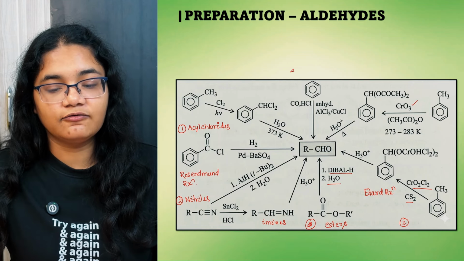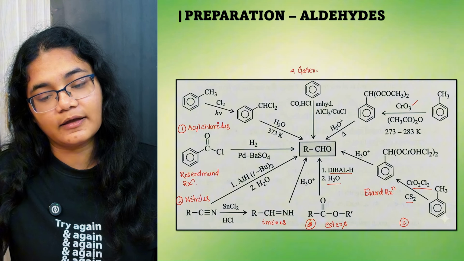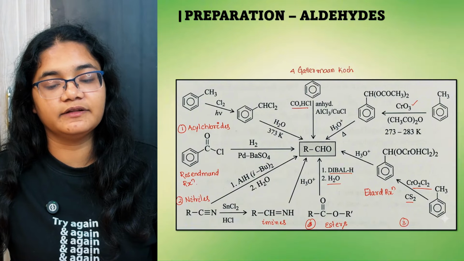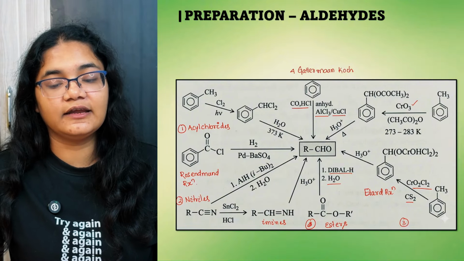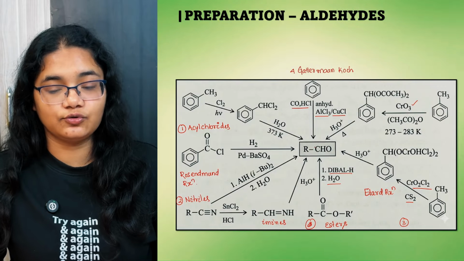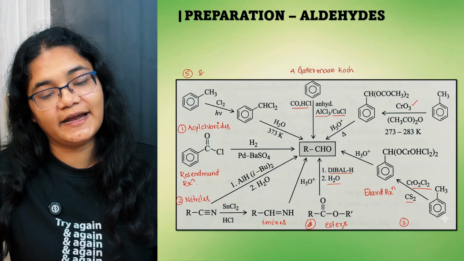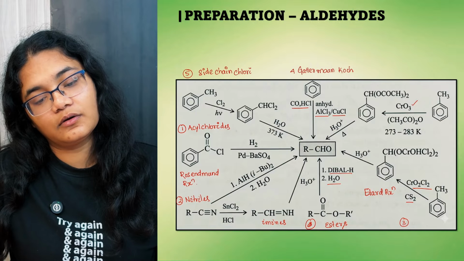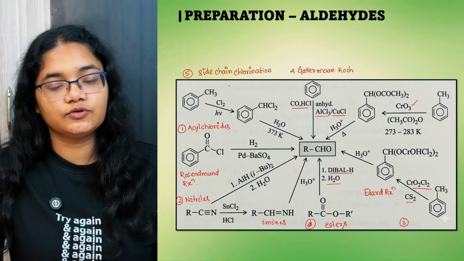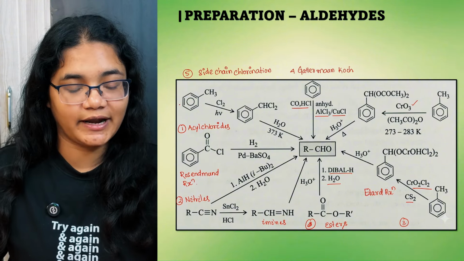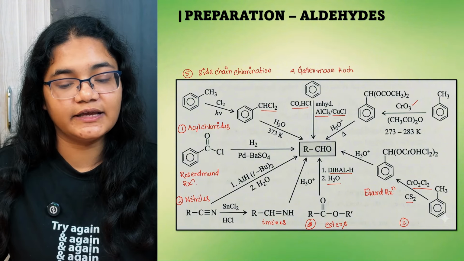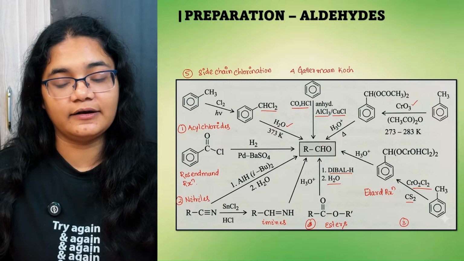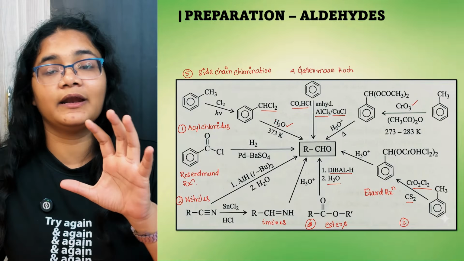Next one is our Gattermann-Koch reaction. So when you have benzene and treat it with CO, HCl, anhydrous AlCl3 and copper chloride, you will get RCHO. Next, the fifth one is side chain chlorination. Okay, so when you have CH3, you treat it with Cl2 and hν, and the hydrogens are replaced with Cl, and then you treat it with H2O at 373 Kelvin. So OH you will get, and then on dehydration you will get RCHO. This is how we can prepare only aldehydes.